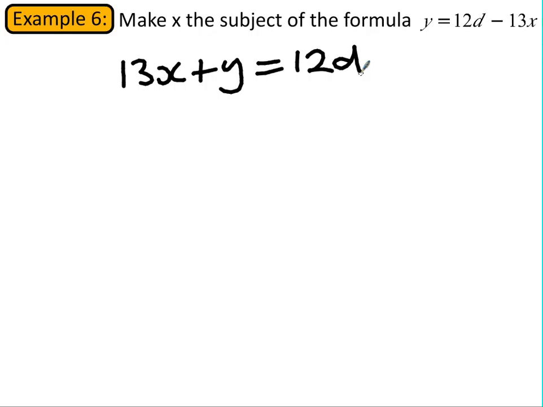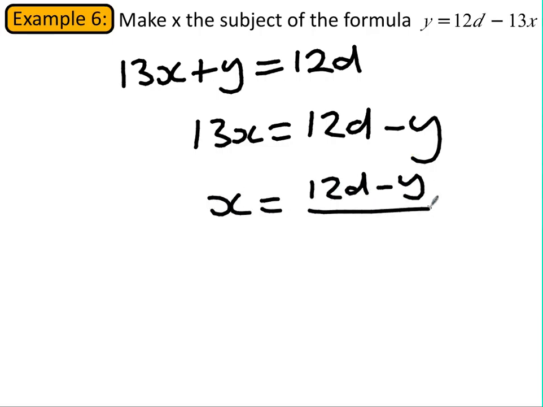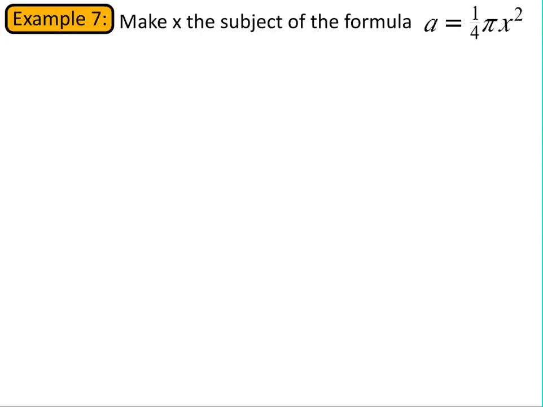If I now want to get x on its own, well, the first thing to do is take away a y from both sides. That would leave me with just the 13x being equal to 12d minus y. Now I can divide through by 13. x is equal to 12d minus y, all divided by 13. And there's the solution to that one.